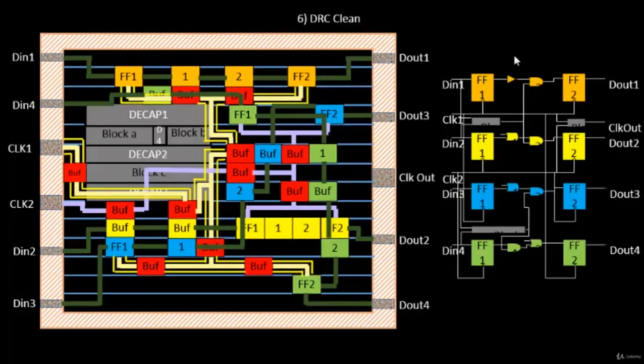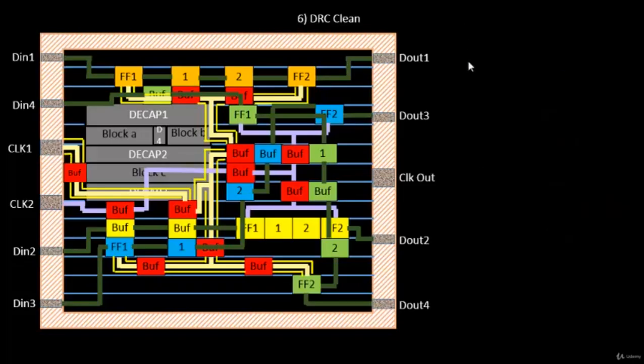Hello everyone, let's look into a few of the rules that we need to follow while doing proper routing. It's called design rule check, the short form is DRC. We'll take a handful of examples of DRC and try to see how we do it.